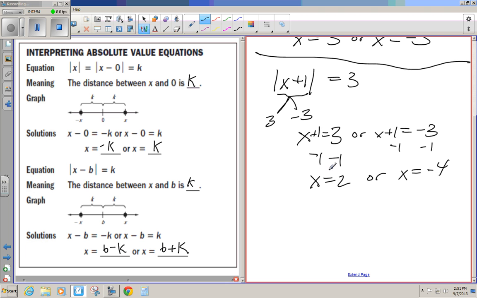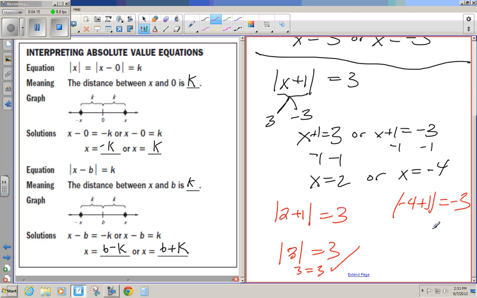You'll see lots of examples in just a few minutes, but let's plug in both of these numbers to check. Let's check 2. The absolute value of 2 plus 1 equals 3. That's the absolute value of 3 equals 3. So 3 equals 3, you are correct. Now the other way, negative 4 plus 1 should give us negative 3. So negative 4 plus 1, all right, that's negative 3. But then you get 3 equals negative 3. Does that work? This one here is extraneous. All right, so you're going to see lots of examples of this tonight.